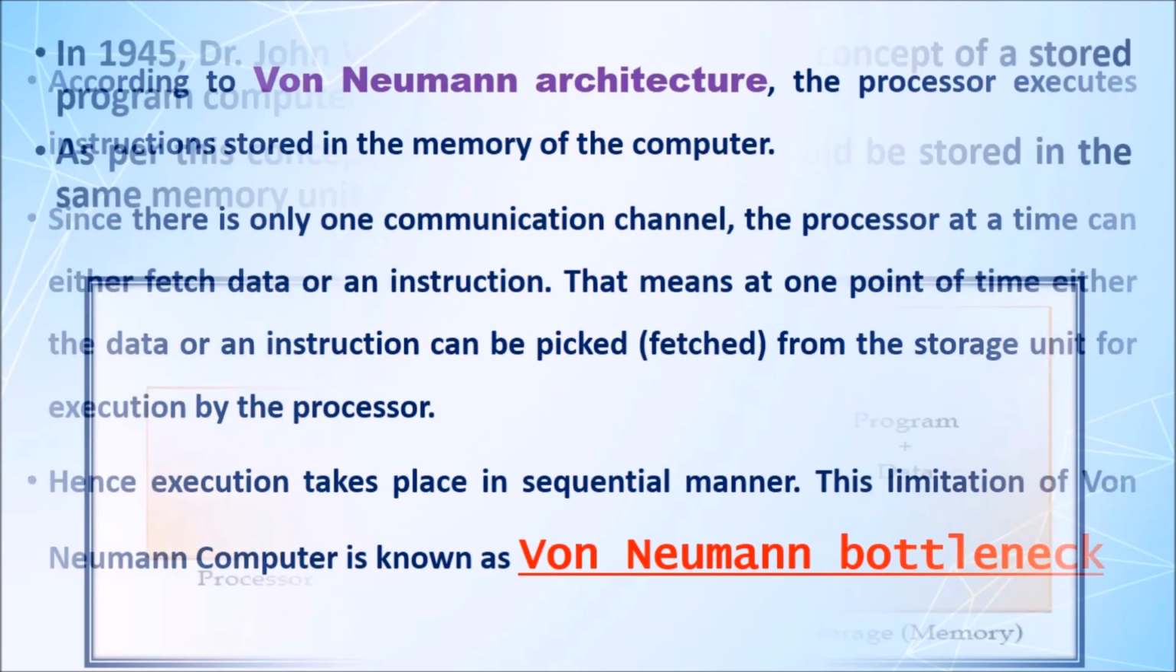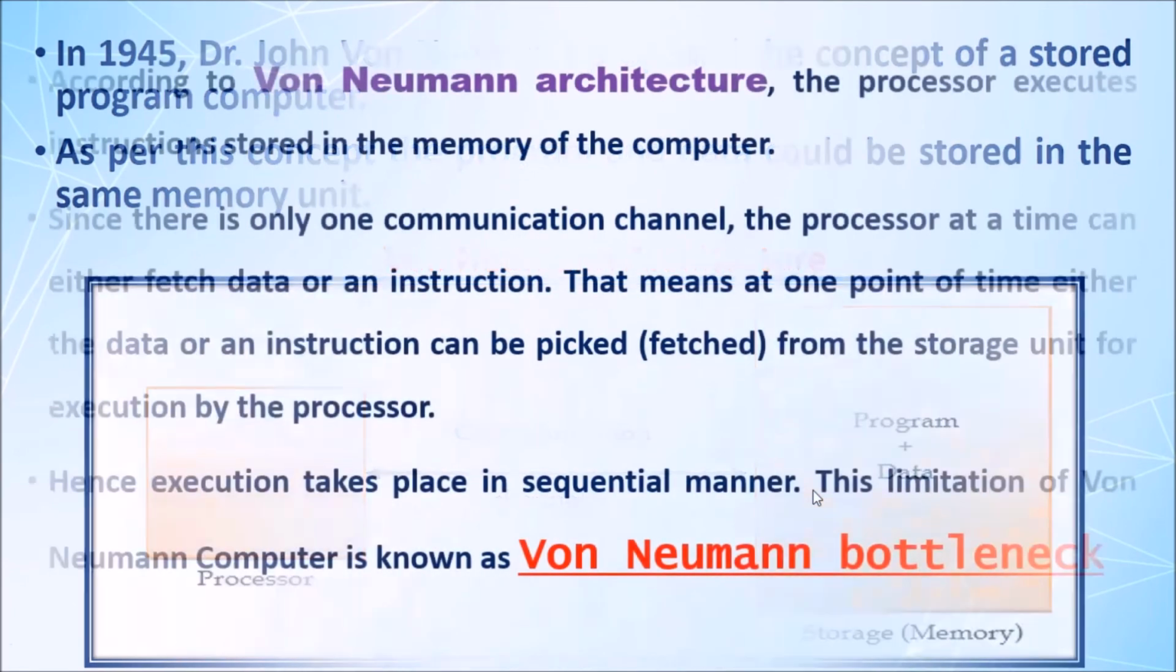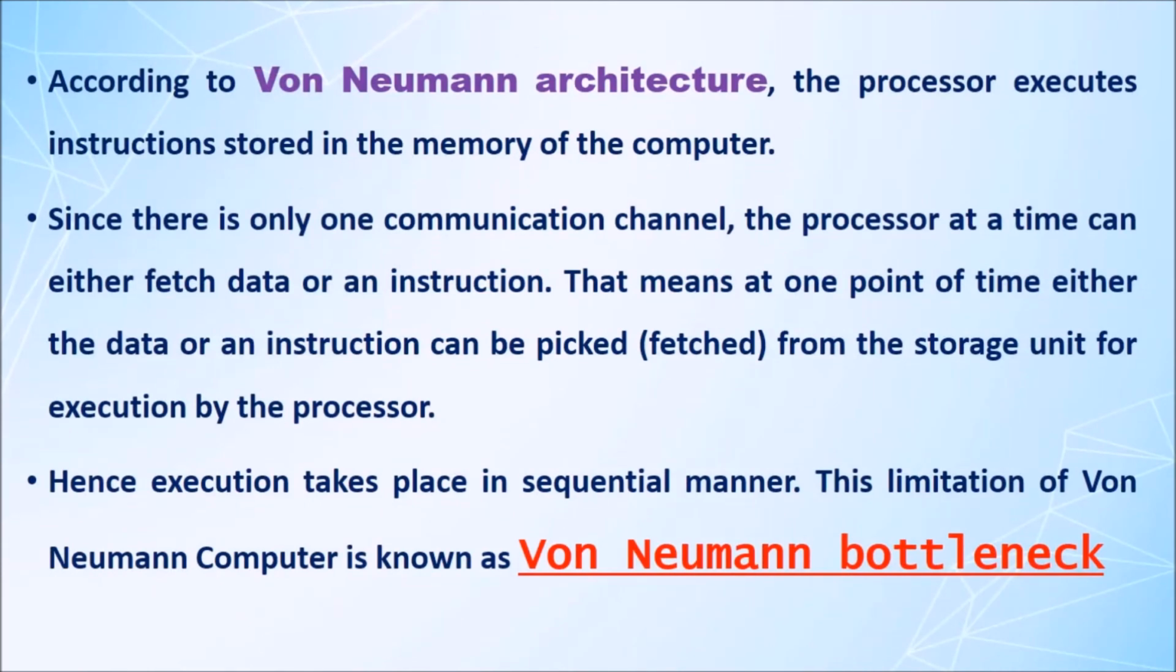As we have seen in the previous diagram, there is only one channel to communicate. So if the data has to be processed, there was only one channel to process the data or to fetch the data. Hence, execution takes place in a sequential manner. And this was the limitation of the von Neumann computer, which was known as the von Neumann bottleneck.